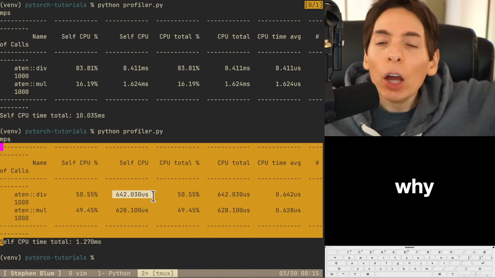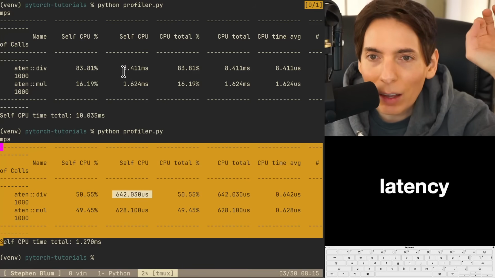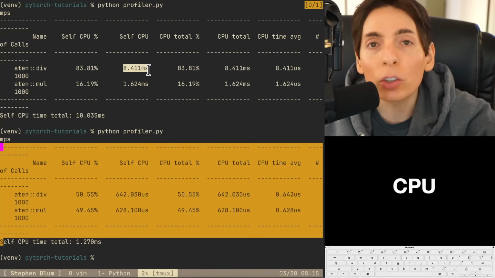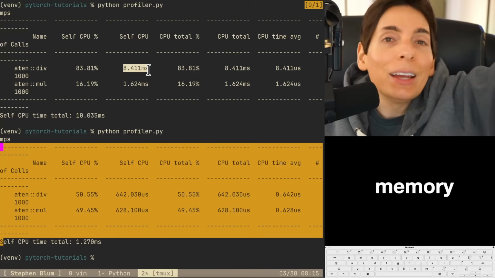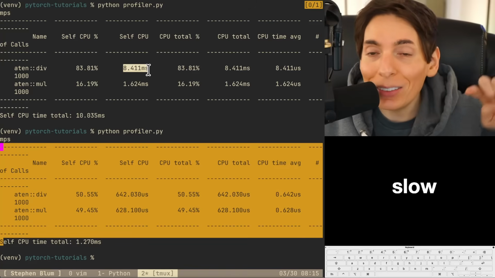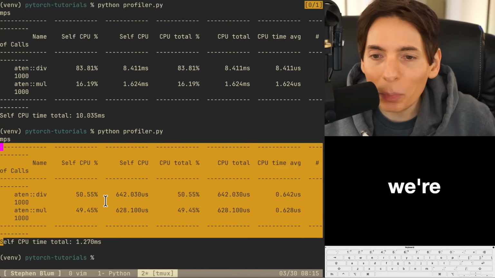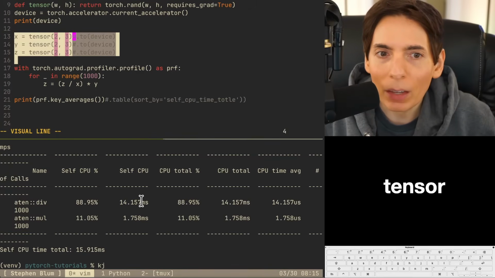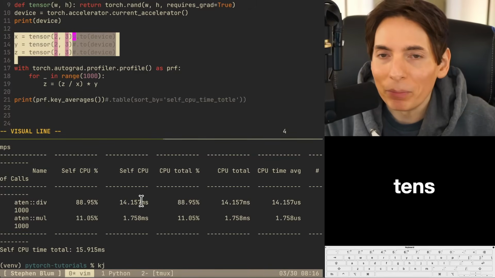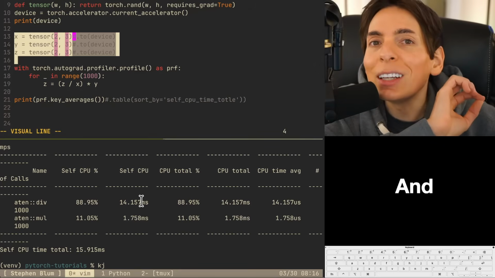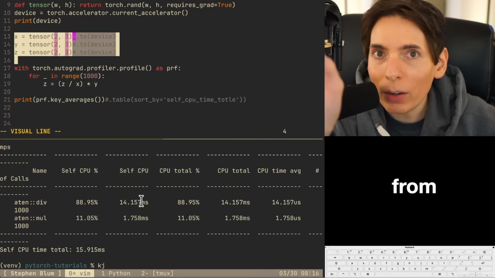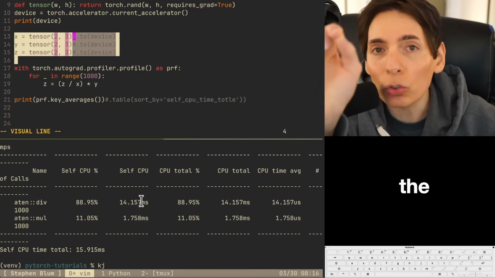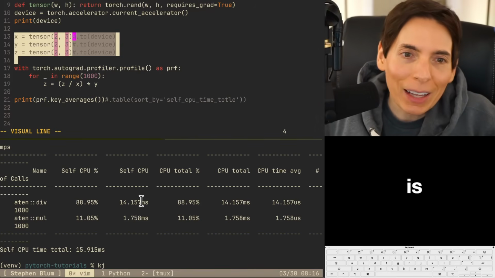Why is that? Well, it turns out there's some latency required when passing data from the CPU memory, system memory, to the GPU memory. That latency is slow. The reason we're not seeing a speedup here is because we're using very small tensors. Super small tensors. You get no benefit from running your computations on an accelerator when the tensors are so small. That's what you're seeing there.